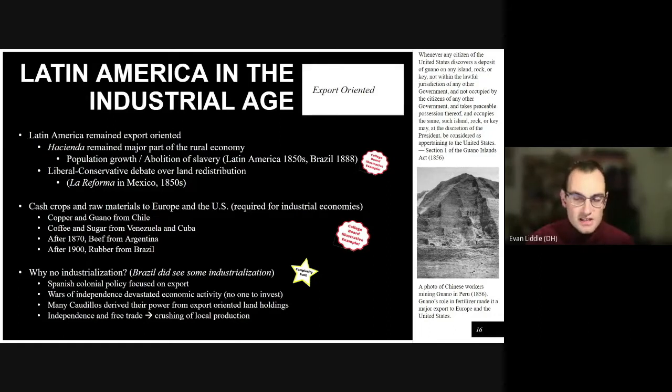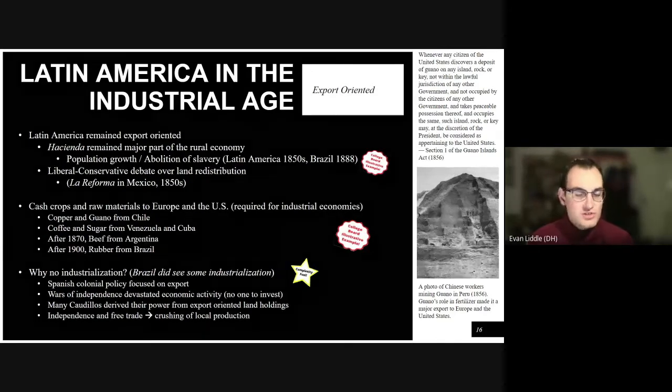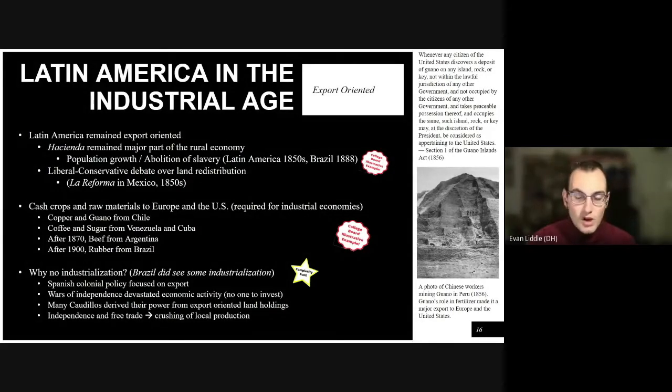Now, this has led to some questions about why was there no industrial revolution in Latin America? Well, Brazil and Mexico did actually see some small-scale efforts at industrialization. But as I said before, the Spanish colonial policy focused on export. All of the infrastructure was focused on export. Combine this with, in some places, a 3-decade-long struggle for independence and the virtual elimination of an investor class, with the Peninsulares going back to Spain after these wars of independence.